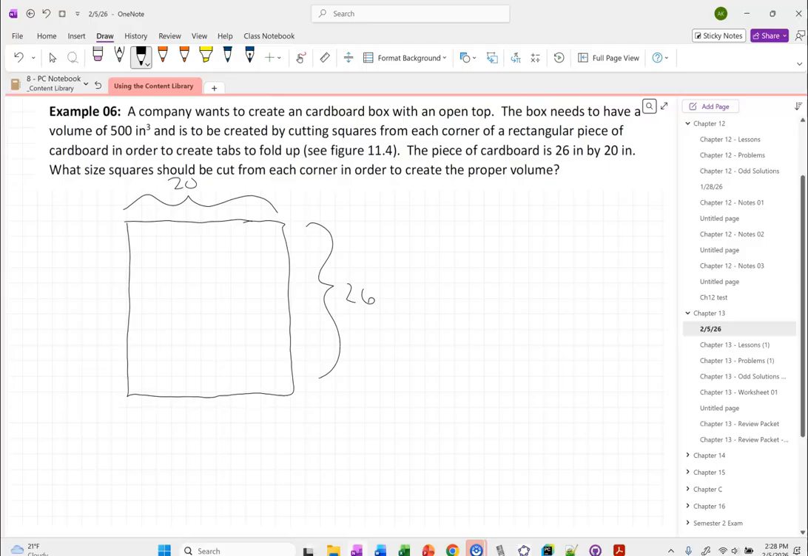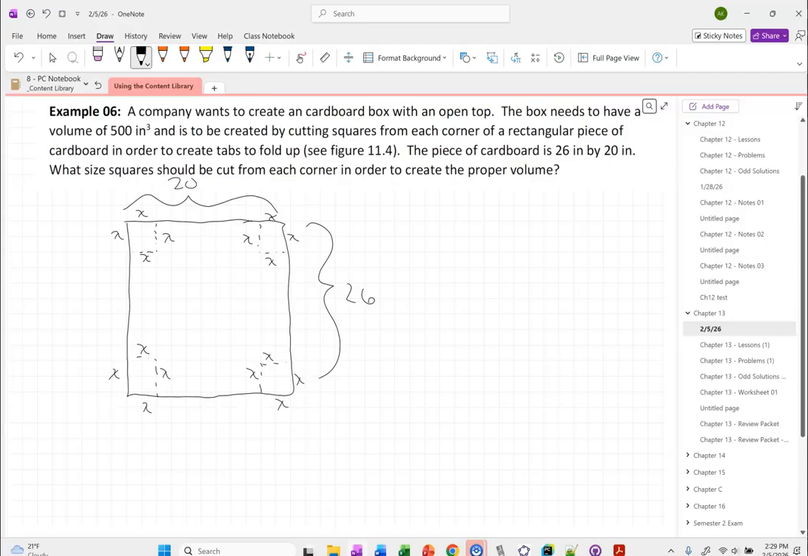Okay, so here's my sheet of cardboard. And I'm going to take a little snippet from each corner. I don't know how much I have to snip yet, so that's going to be a variable. We'll call that x. Since we know those are squares, I'm going to label all those sides x. Everybody feel so far so good with the picture we've drawn?